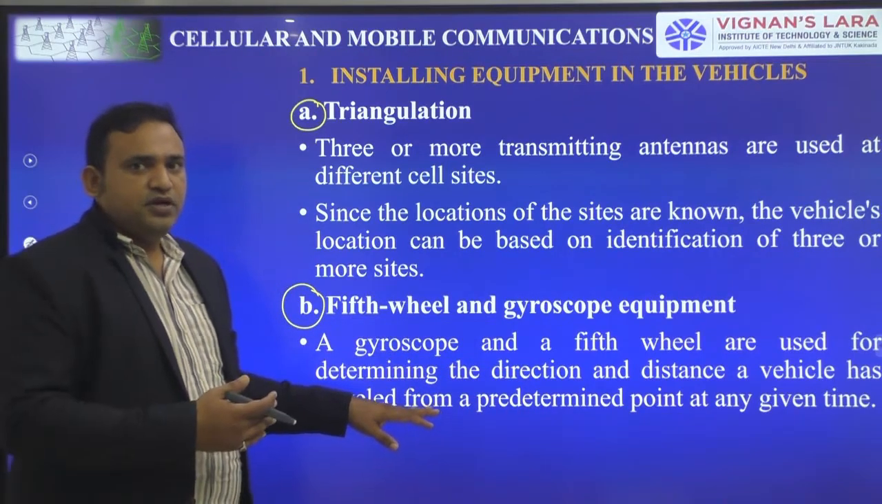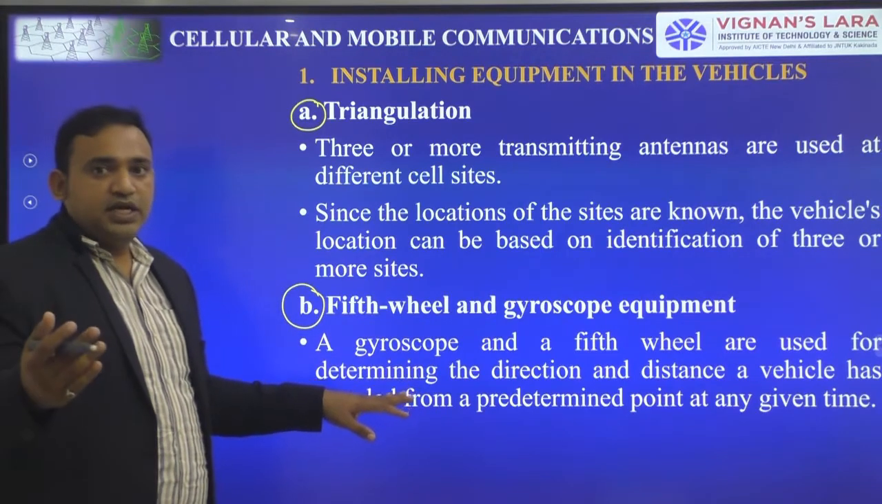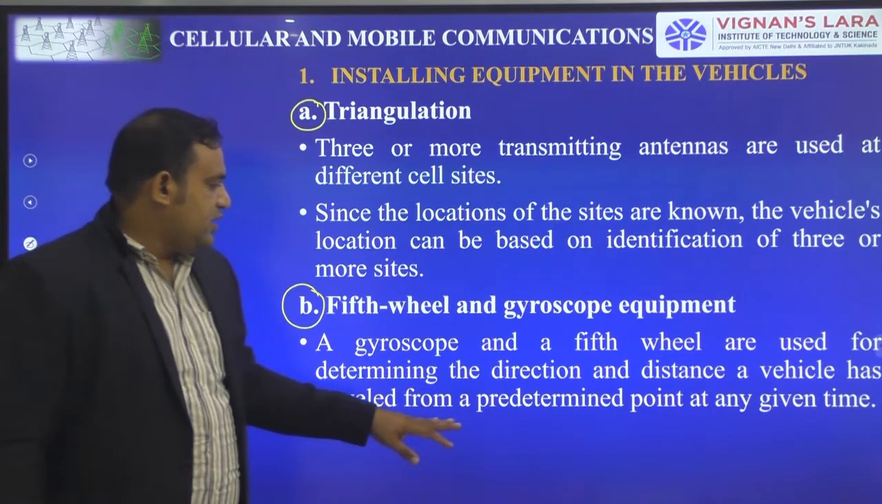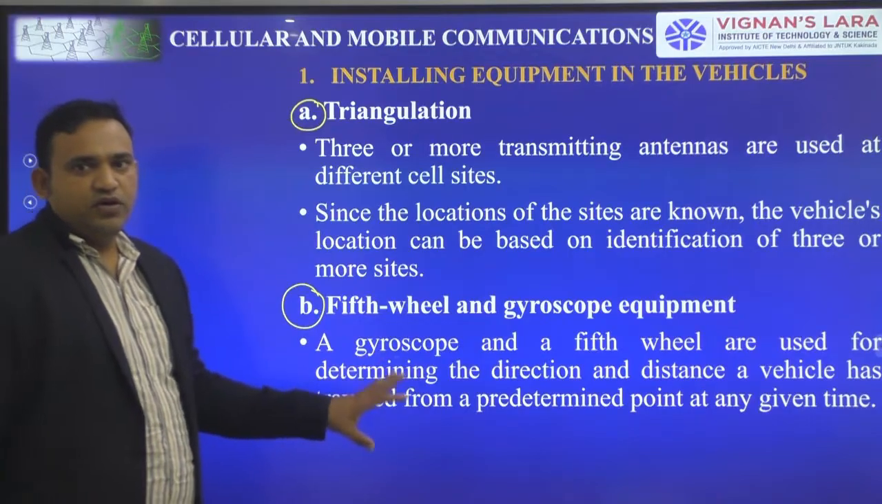The fifth wheel is used for calculating the distance. The gyroscope is used for identifying the direction. By using these two, we can determine the point where the location exists.